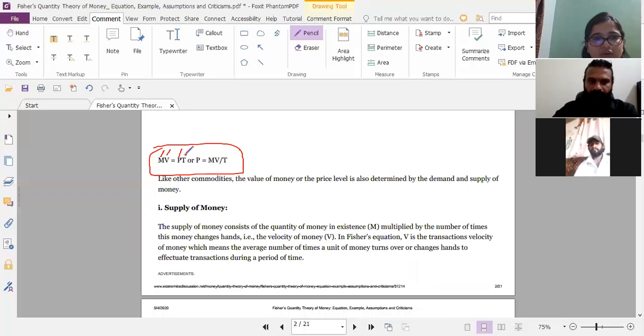Keeping P here, if you take this T to the left hand side, you put this T in the denominator and you get this equation, that is P is equal to MV by T, right?